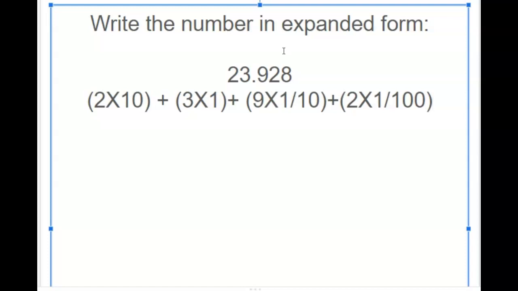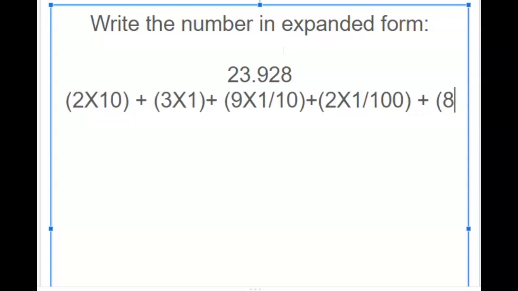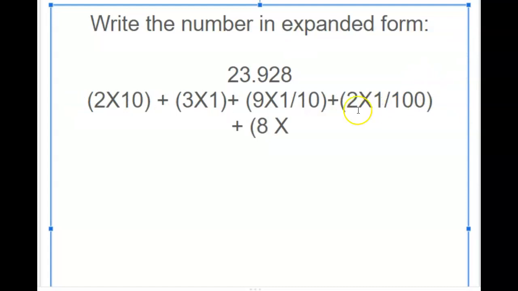And then finally, our last digit, we're going to add, and the basic fact is an 8. And then we multiply. I'm going to go ahead and enter the whole thing so it doesn't get confusing. 8 times, and then we look at the place value, which is the thousandths. So we write 1,000th, the fraction, which is 1 over 1,000. And then we close parentheses. And that is expanded form. We wrote 23 and 928 thousandths in expanded form.